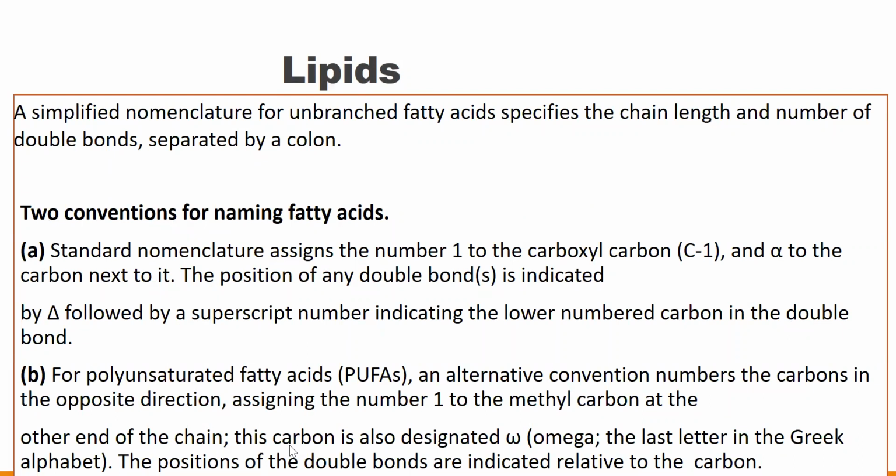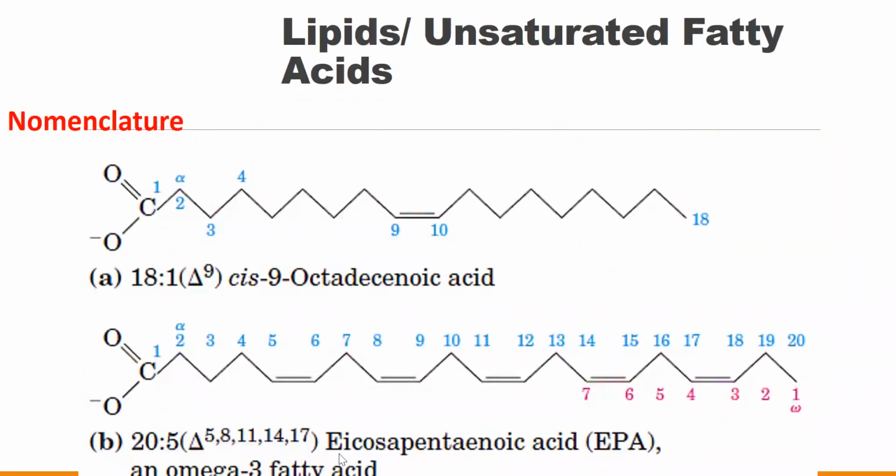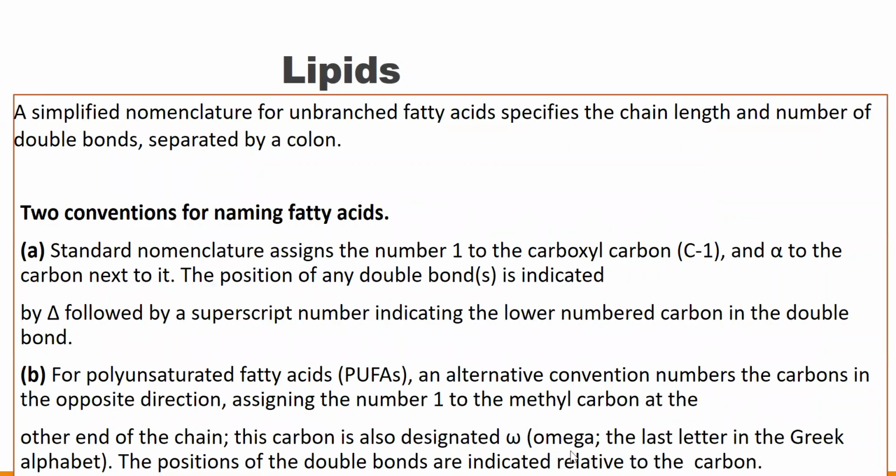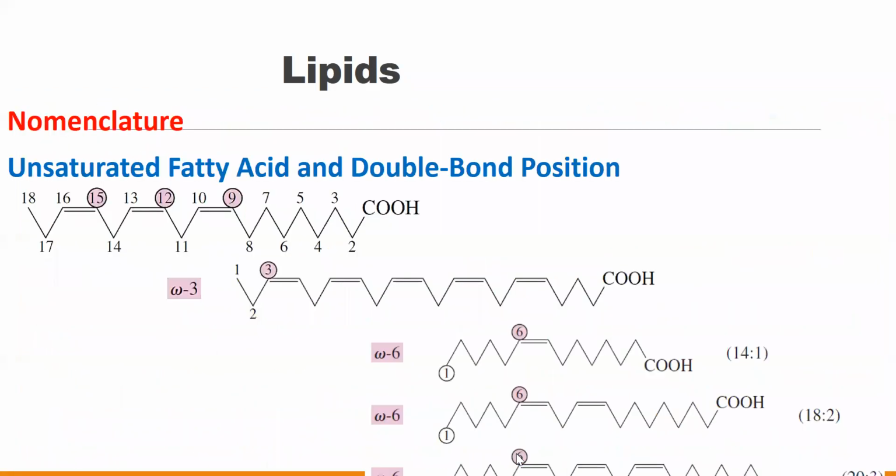And the omega way of naming is very vague and very broad, because there could be a lot of omega-3 fatty acids. This is designated by omega, the last letter in the Greek alphabet, and the positions of the double bonds are indicated relative to that carbon. Here, you can see 1, 2, 3, 4, 5, 6, 7, 8, 9, 10, 11, 12, 13, 14, 15, 16, 17, 18, 19, 20.